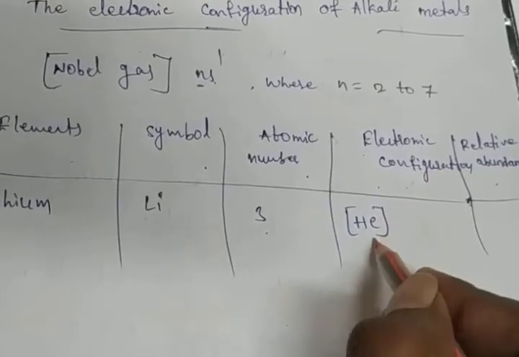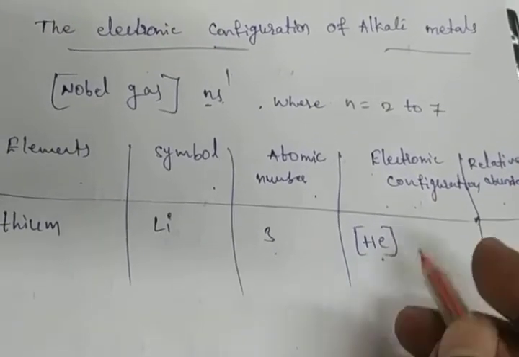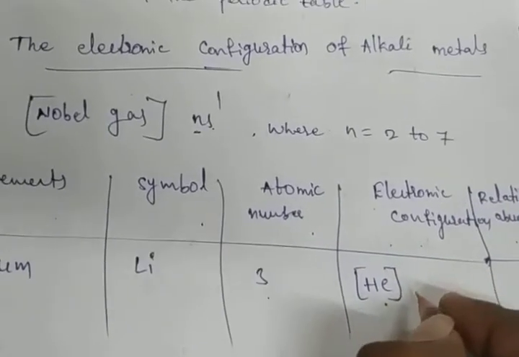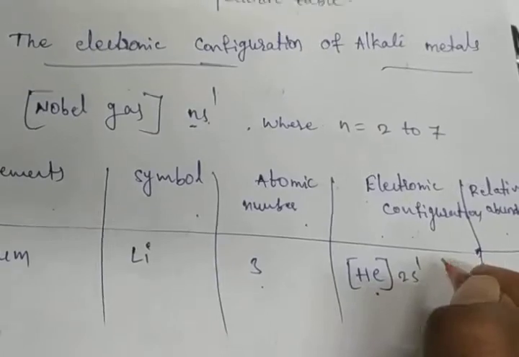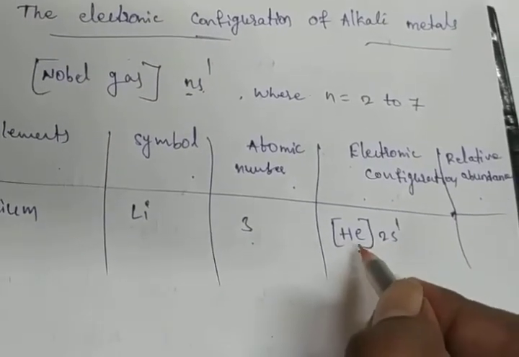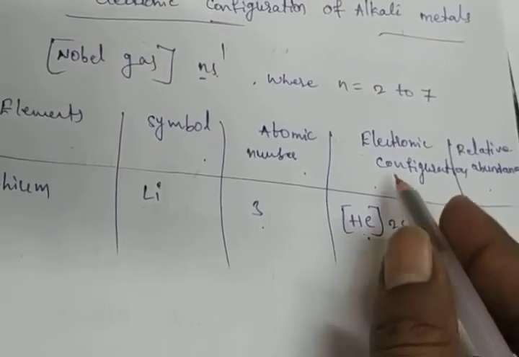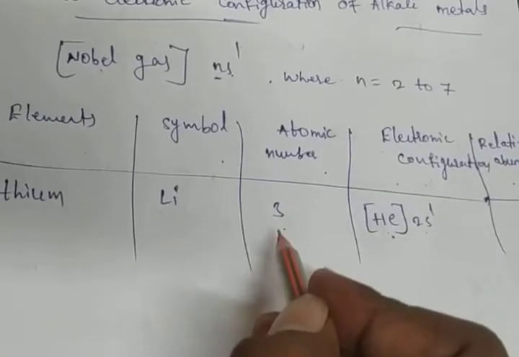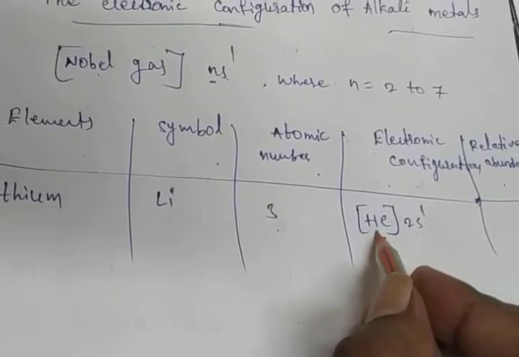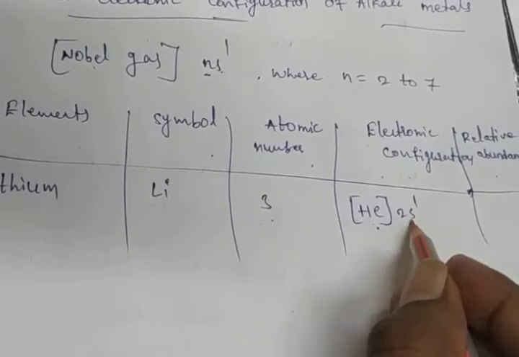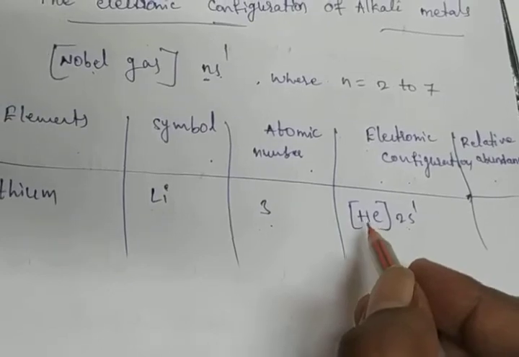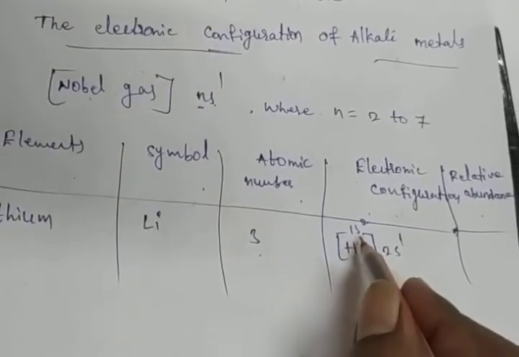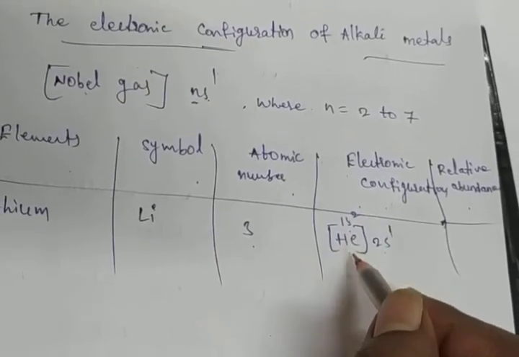The noble gas is helium, with atomic number 2. Then the remaining s orbital has 1 electron. This is the second-level s orbital: He 2s1. This is the electronic configuration with noble gas. Lithium has atomic number 3. Helium already has 2 electrons, so the remaining 1 electron is in the s orbital. Helium's electronic configuration is 1s2. Instead of 1s2, I am writing helium.